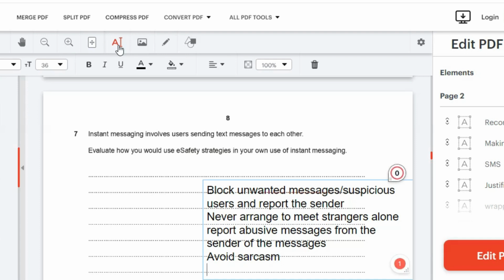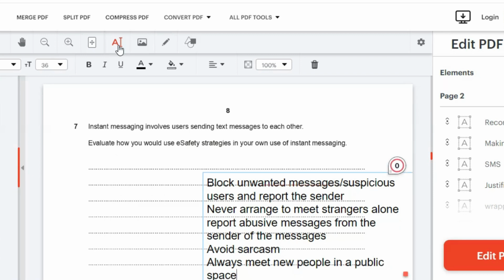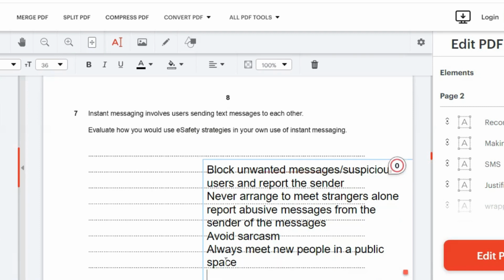Another way is to always meet new people in a public space or domain. So whenever you want to meet people for the first time, ensure you meet them in a public space. So this is 1, 2, 3, 4, 5. Let's add one more.